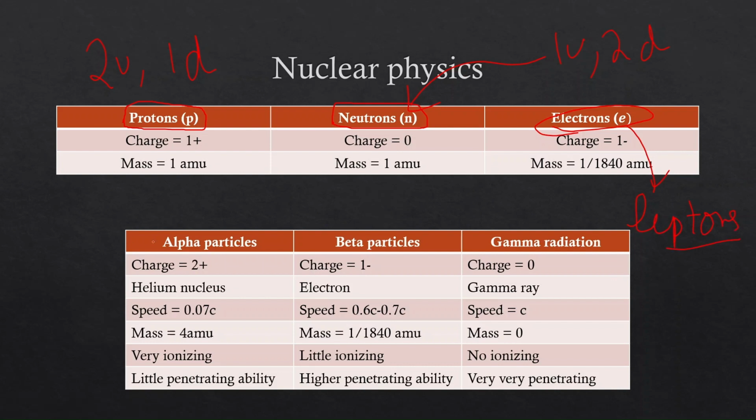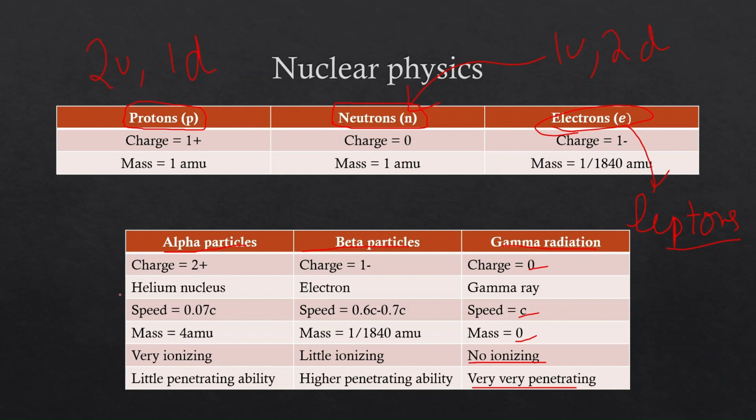Then you have the decay. Firstly, you have the particles: alpha particles, beta particles, and gamma radiation. Gamma radiation is nothing but the gamma waves from the electromagnetic spectrum. So they have a charge of 0, speed of light, mass of 0, and they have no ionizing effect but are very, very penetrating. They have the highest penetrating effect of these three.